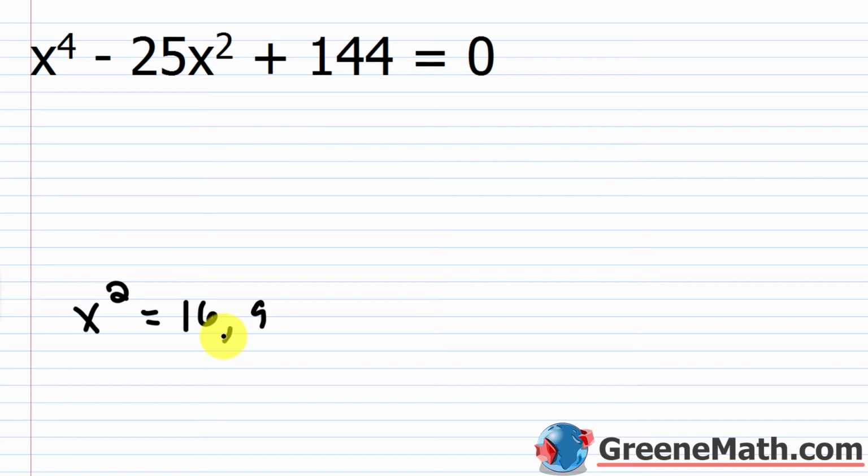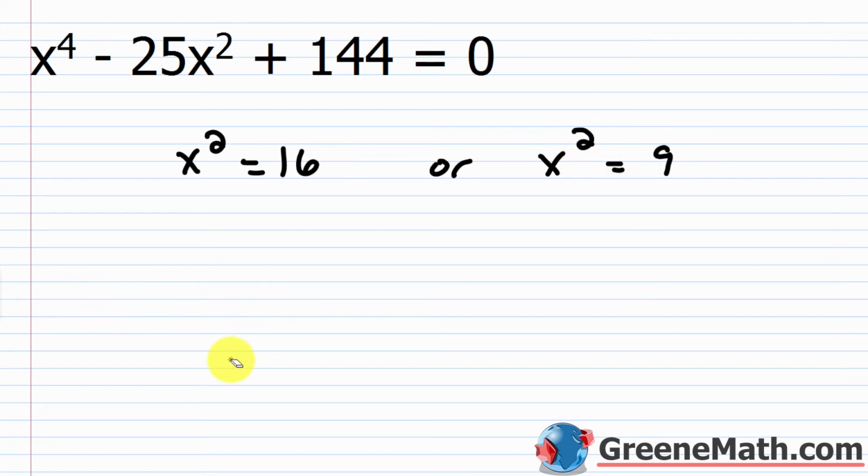Now I want to set x squared equal to 16, and then I also want to set x squared equal to 9, and I want to get a solution. So if x squared equals 16, using my square root property, I know that x would be equal to plus or minus the square root of 16, which is 4.